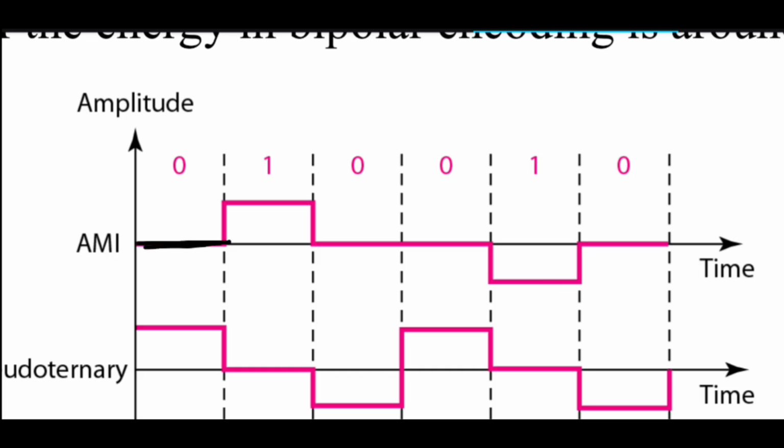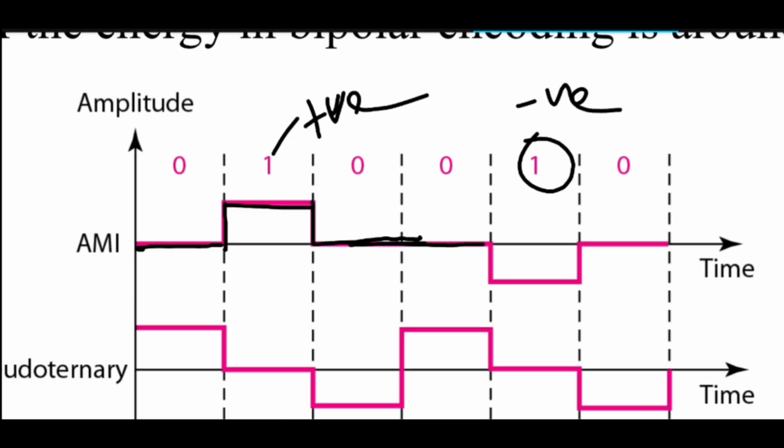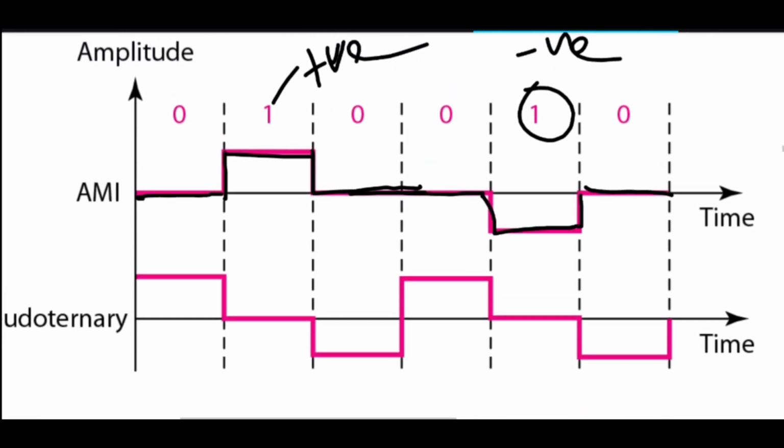Let's discuss. 0 in the time axis, 0 amplitude, then the 1 positive, then 0, then 0, then 1, then 1. This is positive, okay. So this is negative, okay. Then 0, then again 1 and 0, okay.